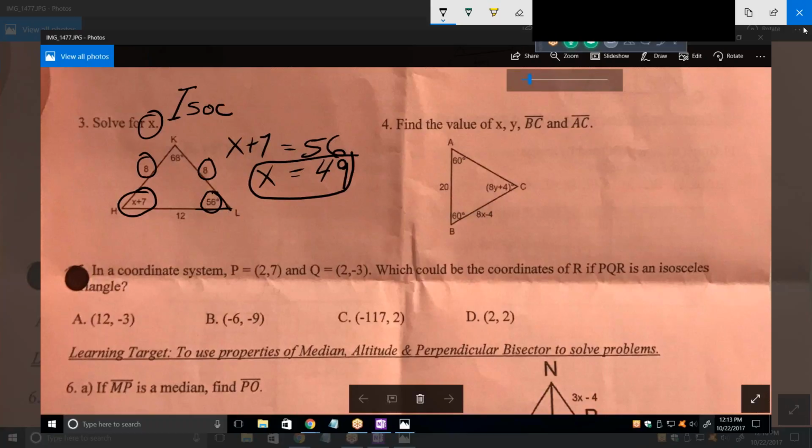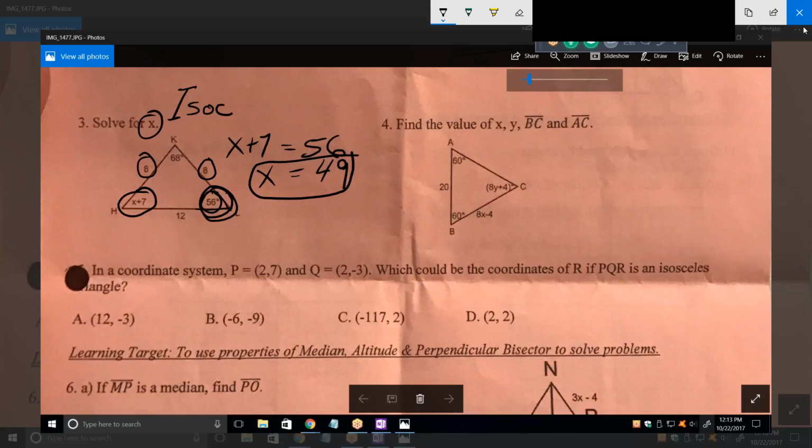X is what you're solving for. Yeah, it's 49, not 56. They didn't ask what the measurement of that angle was. They asked what x was. So we set x plus 7 equal to 56, therefore x is equal to 49.